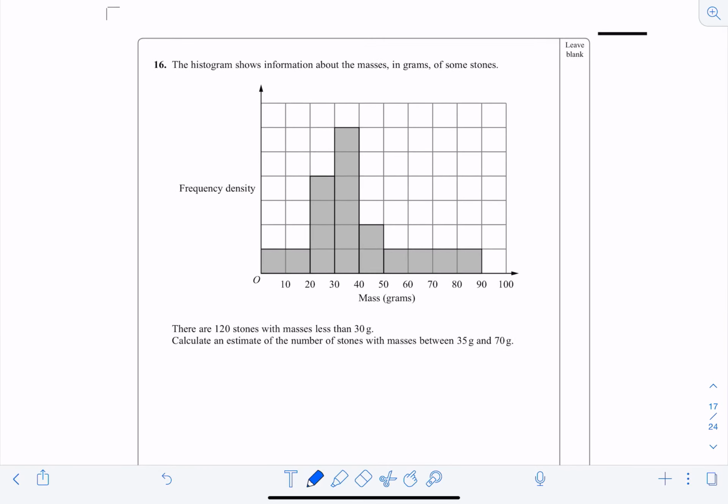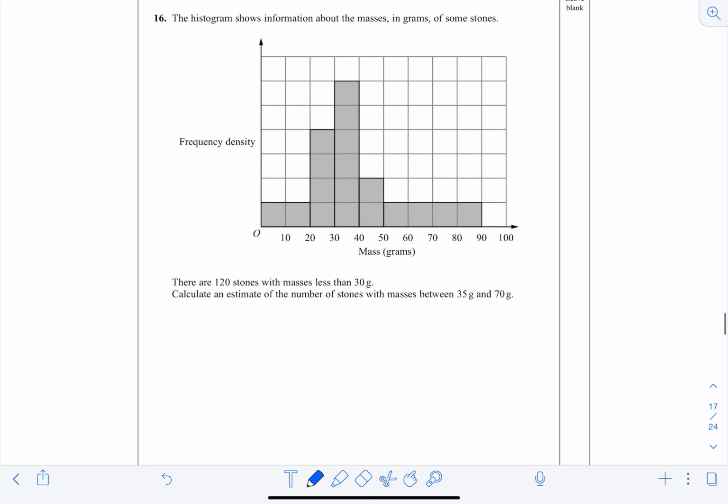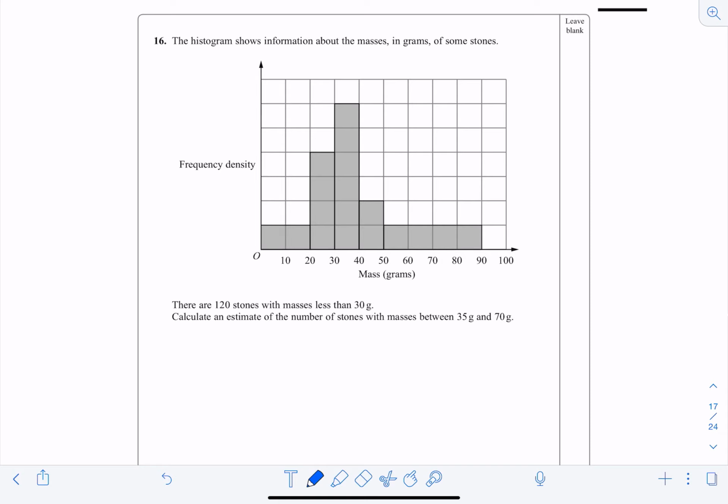The histogram shows information about the masses in grams of some stones. There are 120 stones with masses of less than 30 grams. So if I just have a quick count, 1, 2, 3, 4, 5, 6. That means that each of these blocks is worth 120 divided by 6. So that's going to be 20, 20, 20, 20, 20, 20, 20.